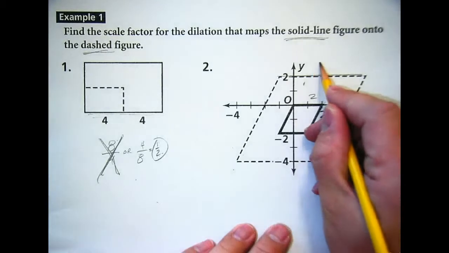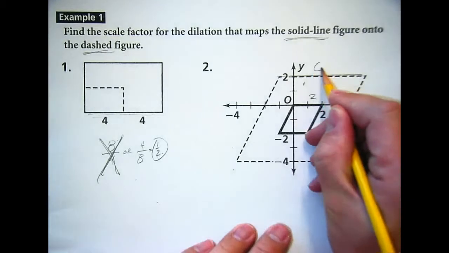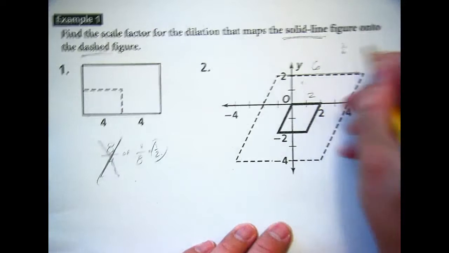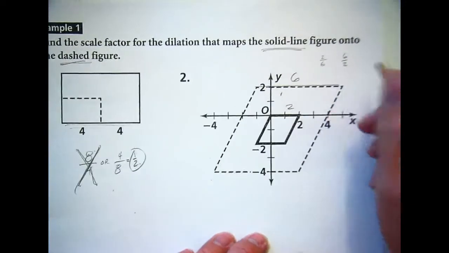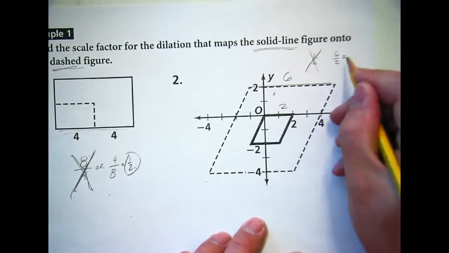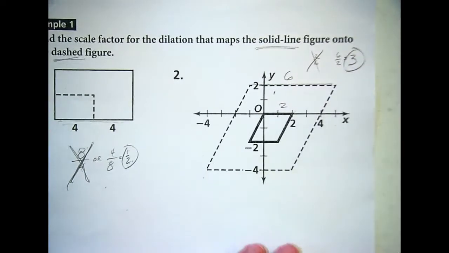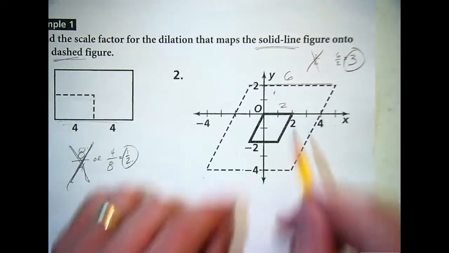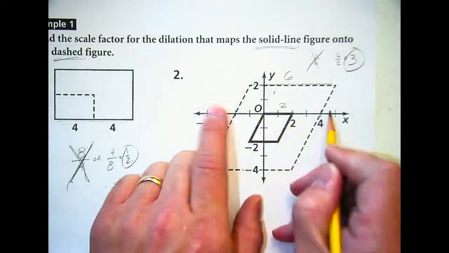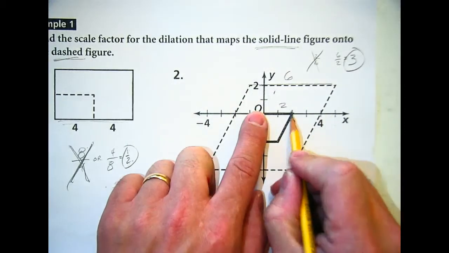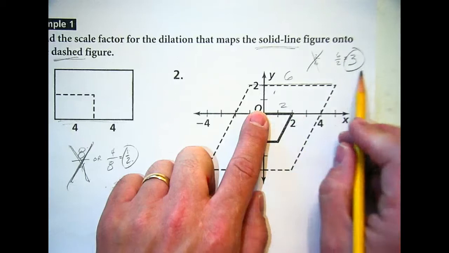Okay, this length is 6. So from 2 to 6, are we going 2 to 6 or are we going 6 to 2? 6 to 2. It's getting bigger. Scale factor is 3, because it went from smaller to bigger. It enlarged, right? So if it's an enlargement, your scale factor has to be greater than 1.